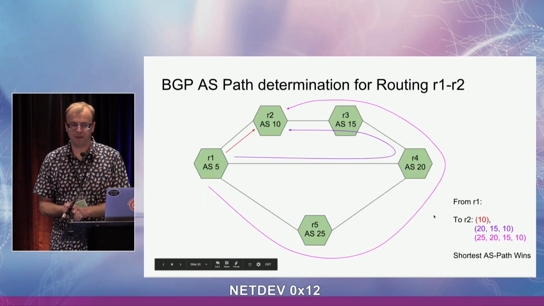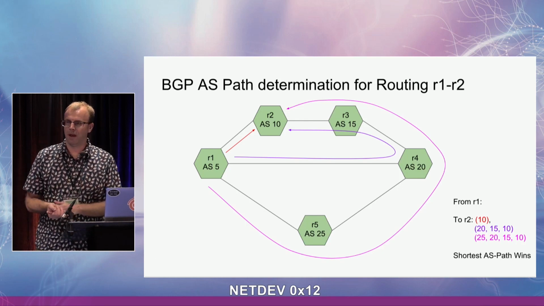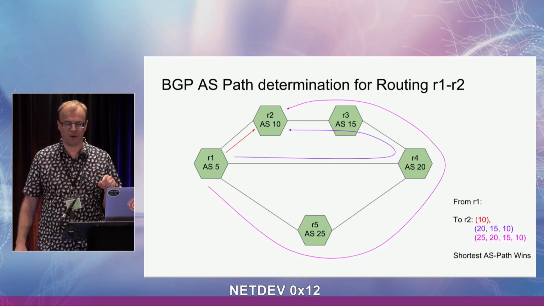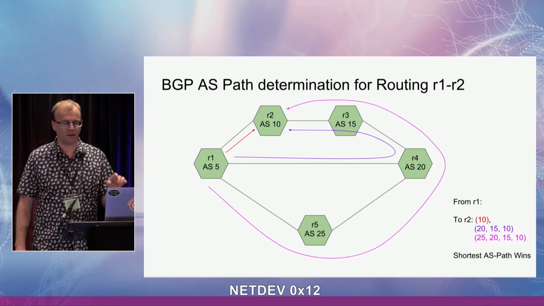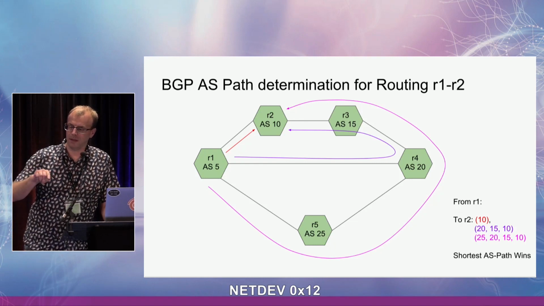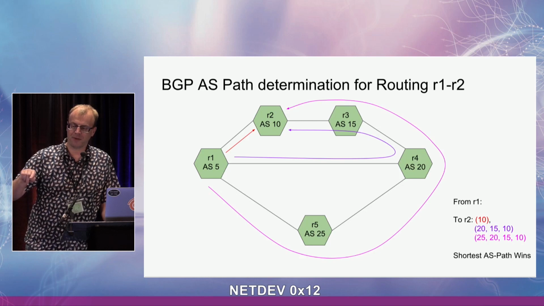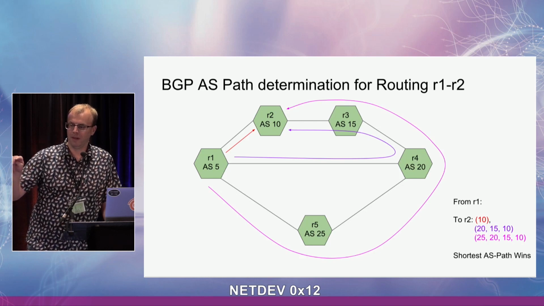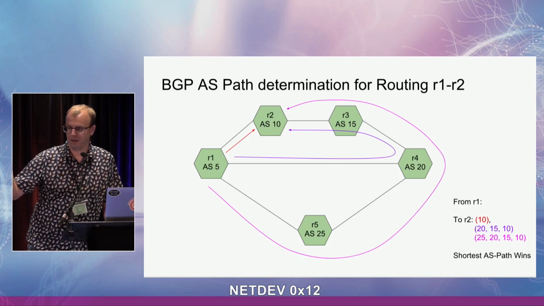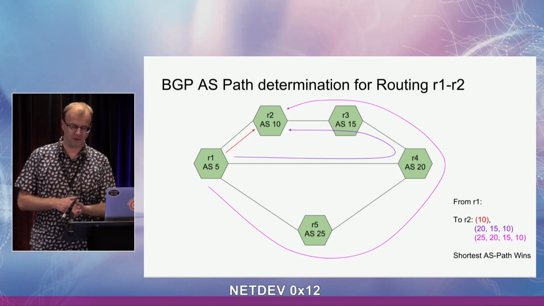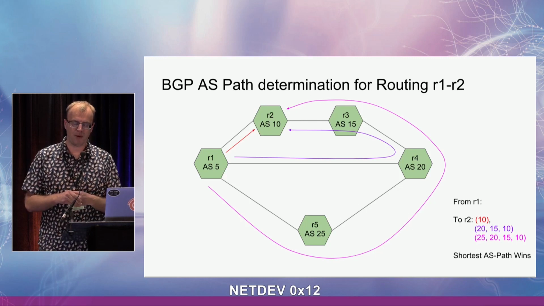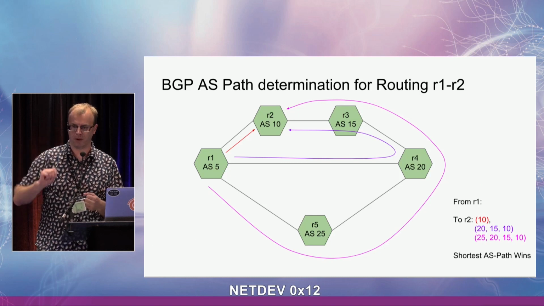All right, so how does BGP determine a routing path? In this slide, I want to show how R1 would decide to reach R2 from a BGP perspective. A side note here, AS5 is the autonomous system for R1, R2 is AS10, R3 is 15, and so on. And you build the path using the autonomous system. So if I'm on R1 and I want to know my route to R2, I need to compare all the different paths I have in the network.